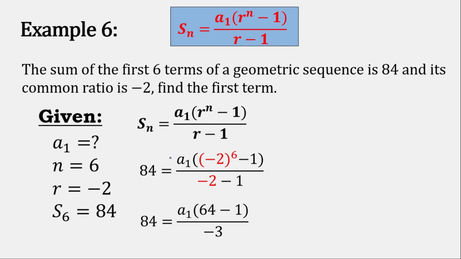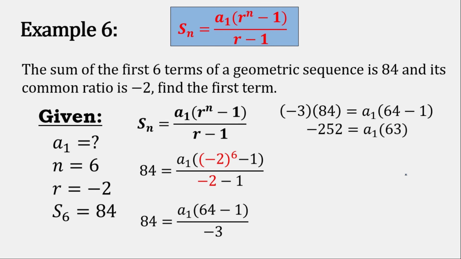Now over negative 3. Let's eliminate the fraction negative 3 so that we could have a whole number on both sides and not a fraction. All we need to do is to multiply both sides by negative 3 so we could cancel out this negative 3. And we'll be having this kind of equation. Now simplify this by multiplying negative 2 to 84 and subtracting 1 from 64. And we will have this equation.